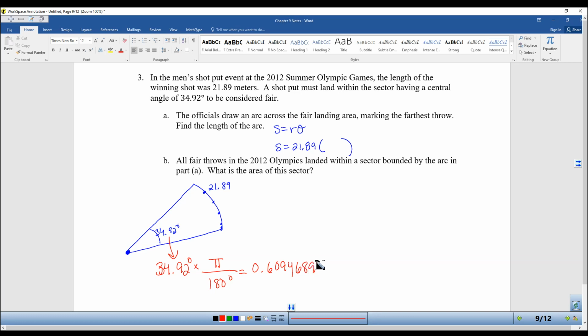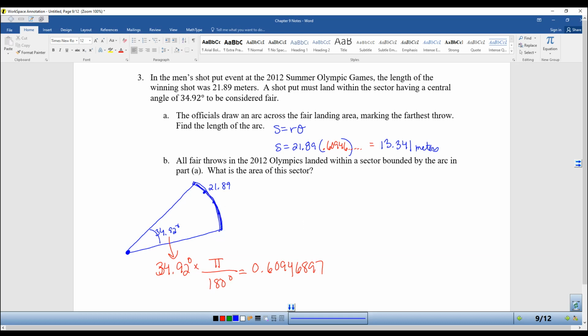0.60946897. Now you're thinking, I thought we could round to the nearest thousandth. You can, but not yet, because you're about to multiply by something. So you can't round mid-problem. You can just leave that in your calculator and then hit times 21.89. And so you don't have to worry about rounding at all. And then you get a final answer. Now you can round. So it's 13.341. And what are we in? Meters. That's going to be the length of this arc right here.